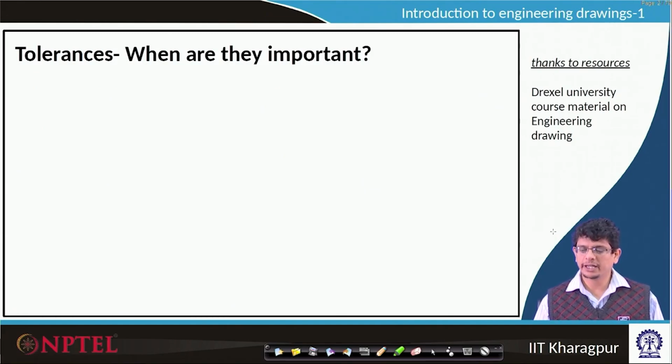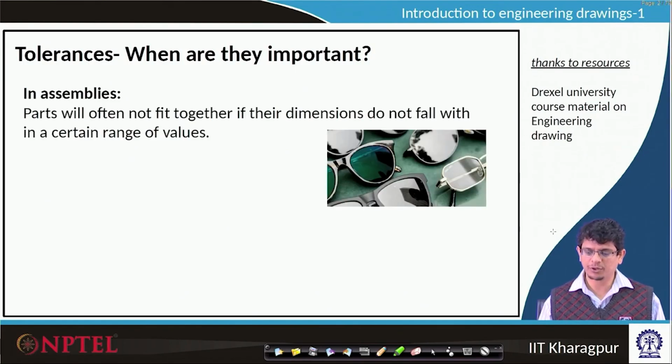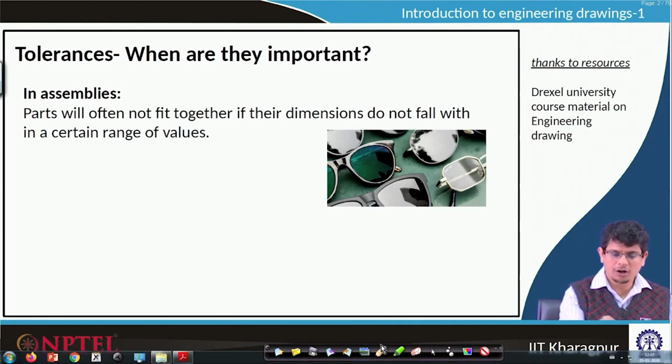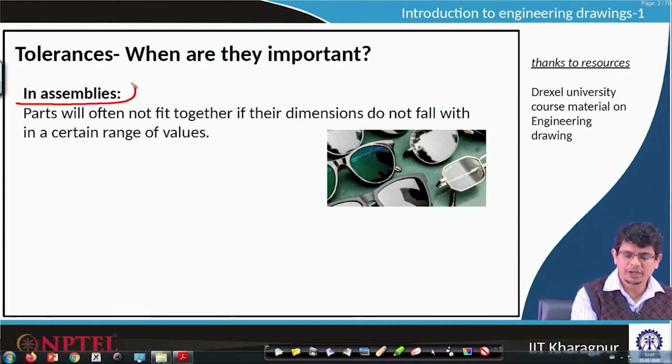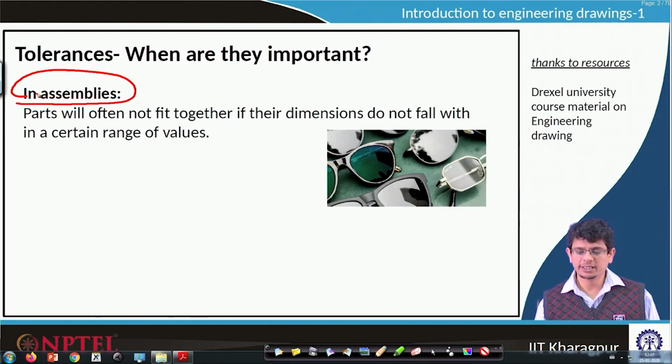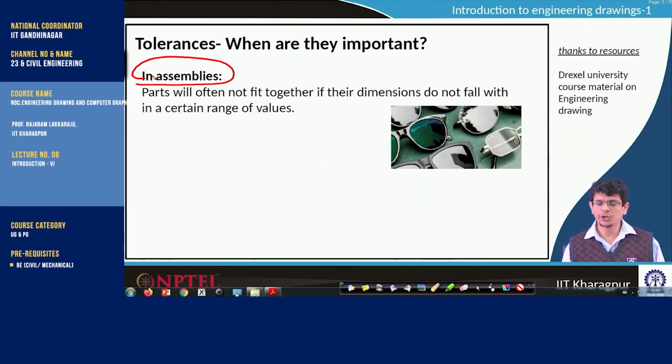Tolerances, when are they important? Let us look at a standard example. For example, in machining and mechanical engineering, we have things called assemblies. These are individual components that you fix together so that finally they make a product. Let us pick an example like spectacles.